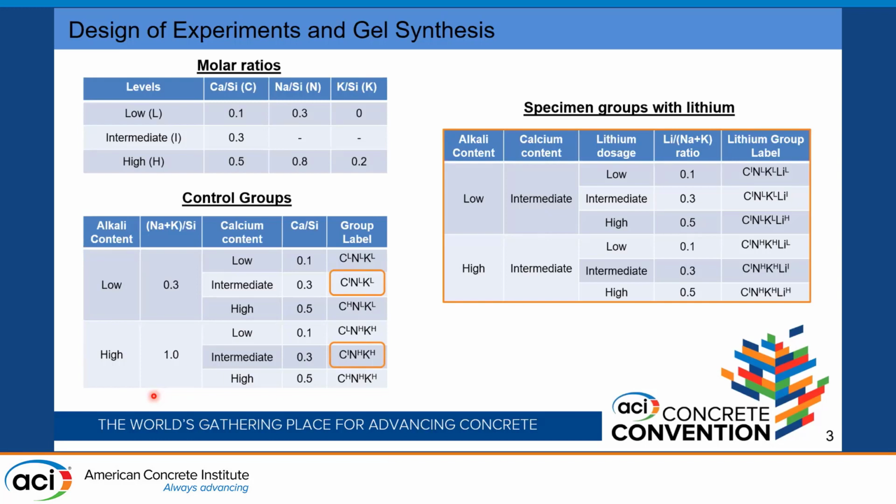For both of these 2 ASR products, we have the calcium to silica ratio 0.3. For low alkali level, the sodium to silica ratio and the potassium to silica ratio are 0.3 and 0 respectively. At the high alkali level, the sodium to silica ratio and potassium to silica ratio were increased to 0.8 and 0.2 respectively. By focusing on these 2 gel products, we studied 3 different lithium to alkali ratios in this study, from 0.1, 0.3 to 0.5. I'm going to have my doctoral student Mr. Akapara show our results.